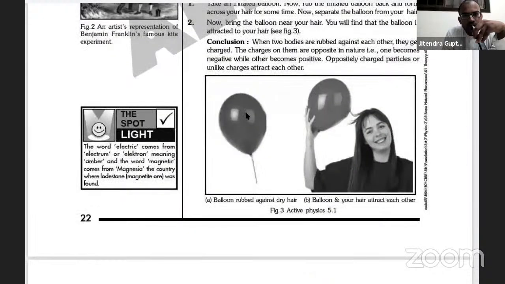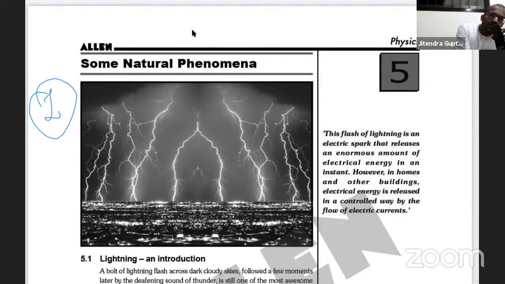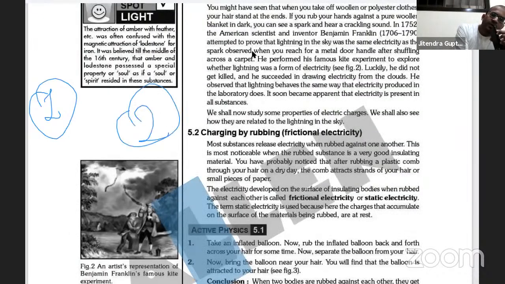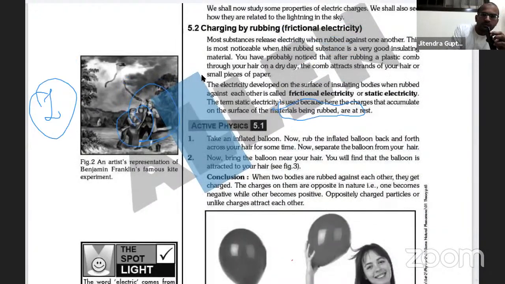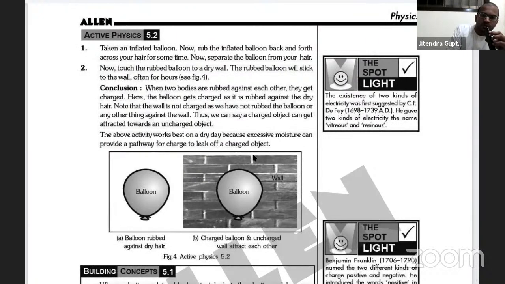So, concluding, what we have done today: first is lightning, why and how it happens. I expect all of you have understood that. Then second, I have discussed charging a body. In that I have explained two methods: one is by friction, another by induction. Due to friction, what we get is called frictional electricity, and by induction, what we get is called induction electricity. Okay, and then I took you to the induction of balloon and walls.